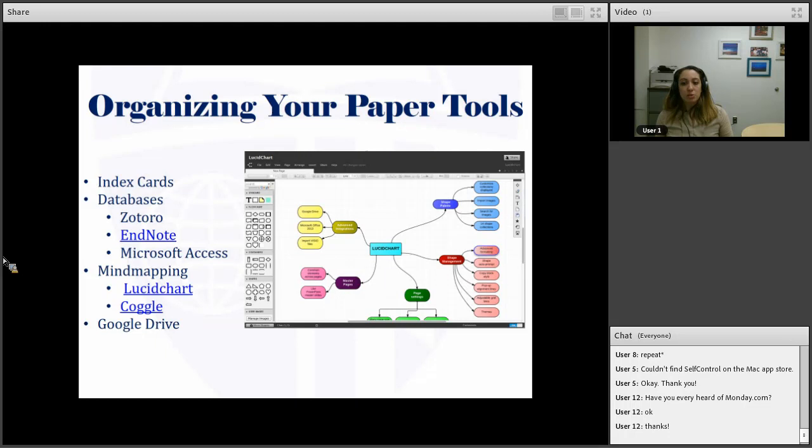Many students do use mind mapping tools, and Lucidchart and Coggle are two free ones you can use. And this is an example of a mind mapping chart. You can use Google Drive to create files and run a spreadsheet of all your sources so that it is accessible anywhere and can be shared to collaborate with your peers. So if you're writing a paper and want someone to edit it, put it in Google Drive and they can edit it and you can see all the edits.